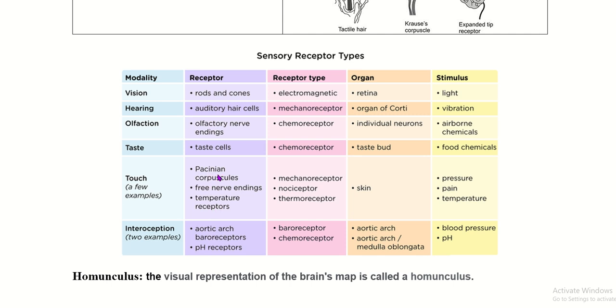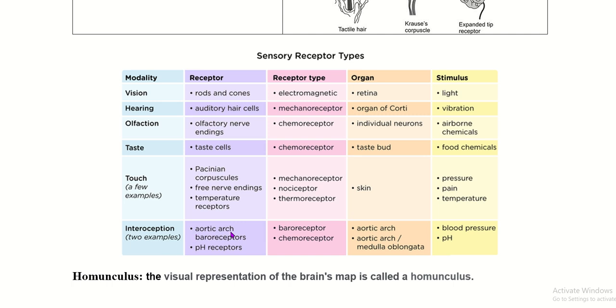The following receptors: Pacinian corpuscle, free nerve ending, temperature receptor, and peritrichial free nerve ending. Their function is touch, and they are mechanoreceptor, nociceptor, and thermoreceptor. They are located in the skin at the dermis, near the epidermis, and they are stimulated by pressure, pain, and temperature.